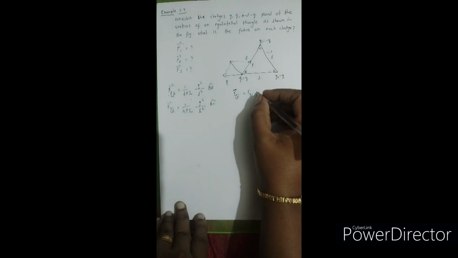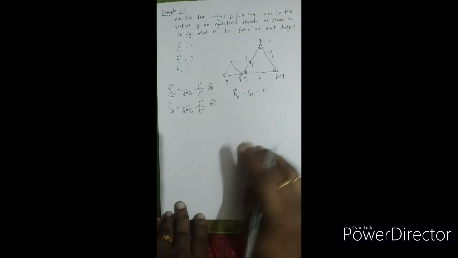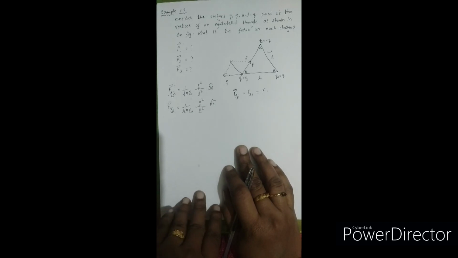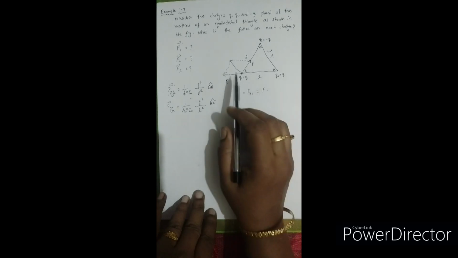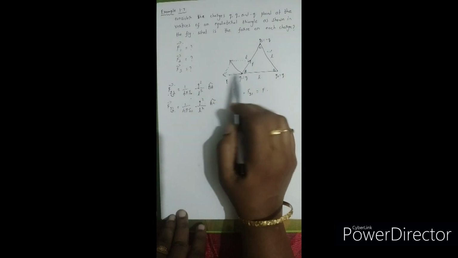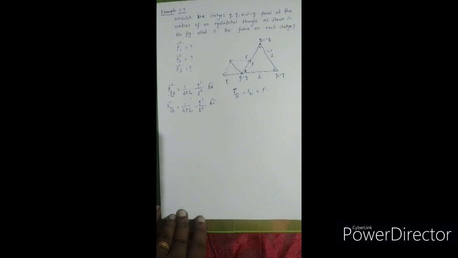So F31 will be equal to F. Okay children, right? Similarly, let me find the total force. Now let's find the resultant, right? The resultant of these two forces we have not found. Am I right or not children? Resultant of F21 and F31 we have not found.